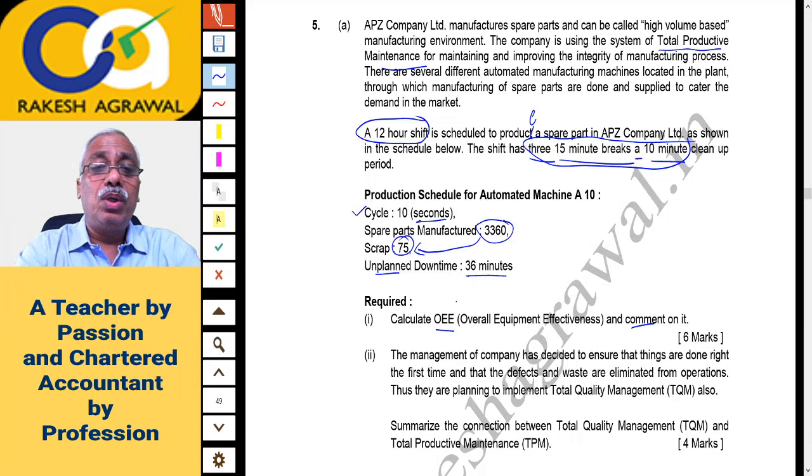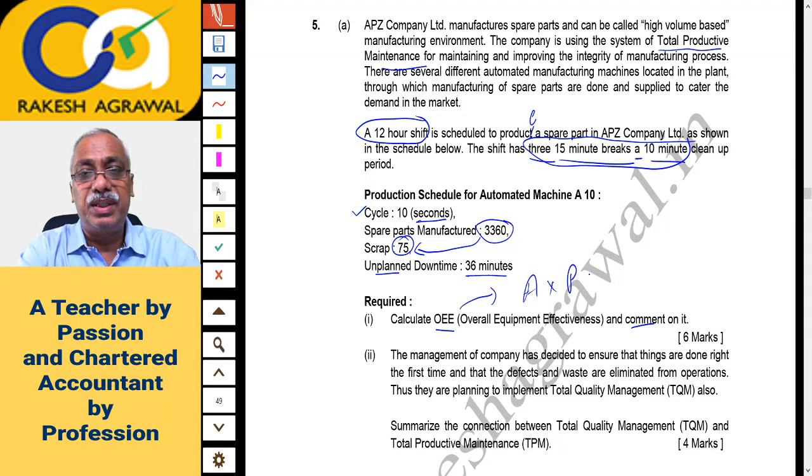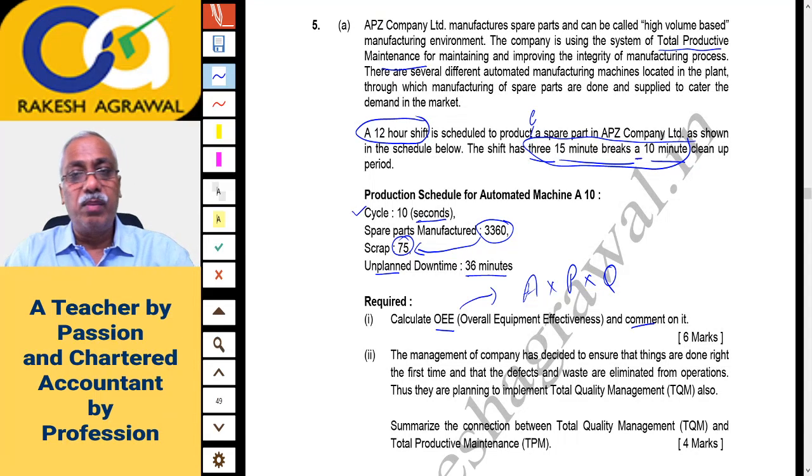If you remember, OEE can be calculated as multiplication of 3 things, that is availability into performance. Performance is nothing but efficiency into quality ratio. So availability ratio into performance ratio. Performance ratio is efficiency ratio and quality ratio. If you multiply the 3, you get OEE percentage. And 85% and above is a world class performance, right? And below 85% is okay, not a world class performance.